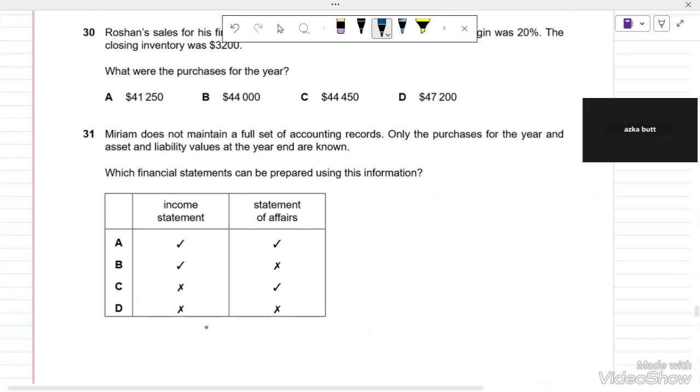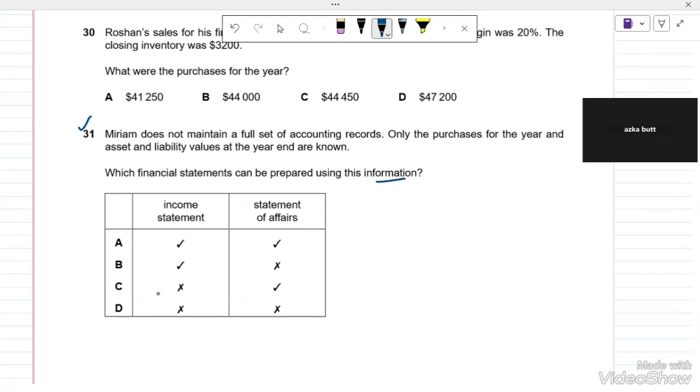So after that, we have question number 31. Mayim does not maintain a full set of accounting records, only the purchases for the year and the assets and liabilities values at the end are known. Which financial statements can be prepared using the information?